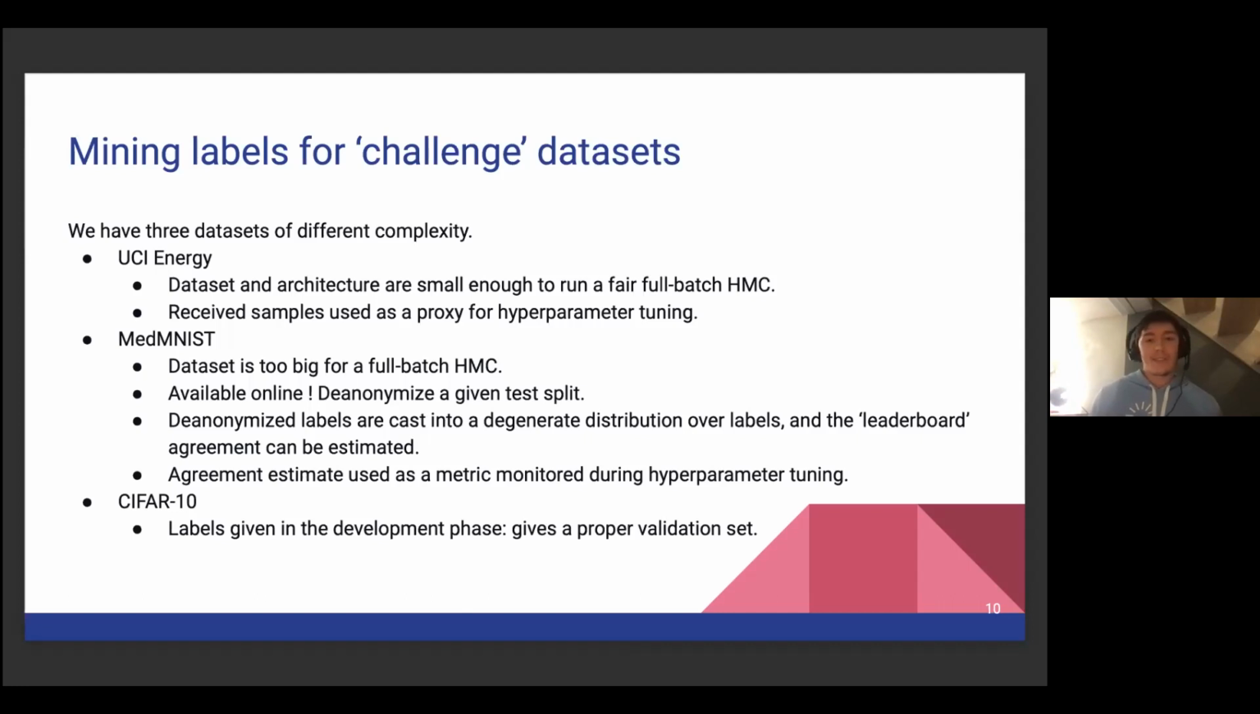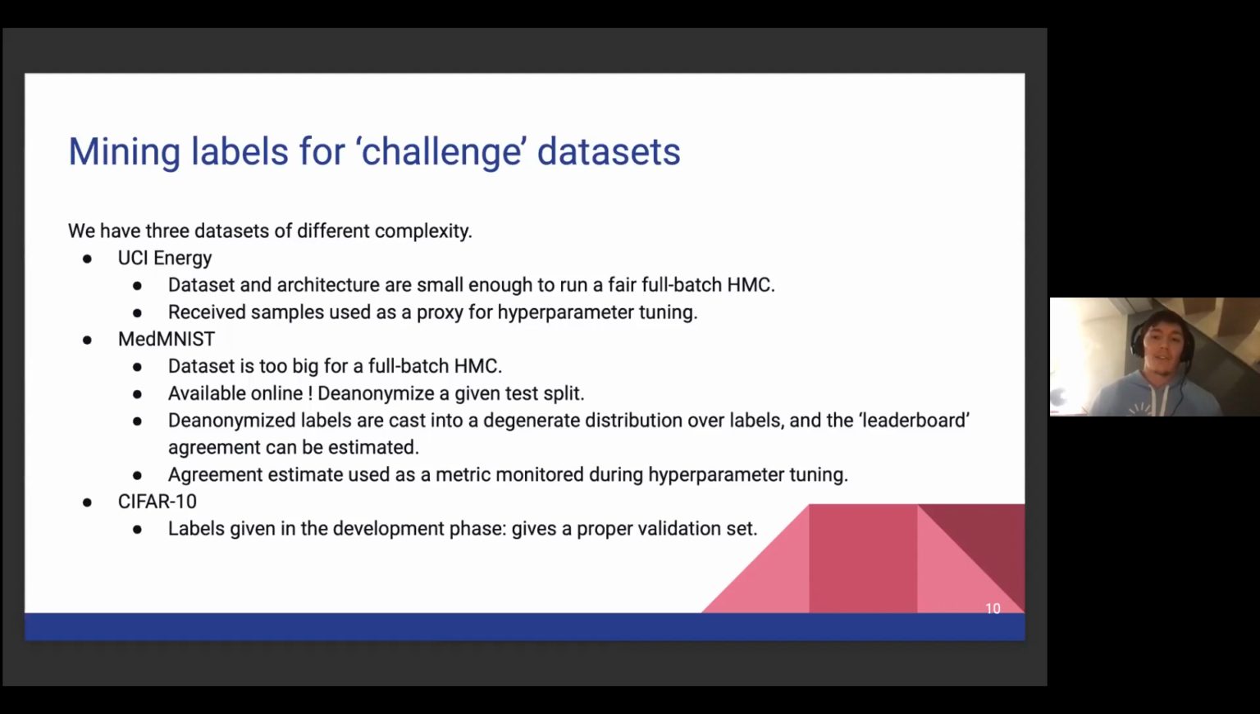For MedMNIST, it is more complicated because the data set is big and it's impossible given our resources to run the full batch HMC, but it's available online. We de-anonymized labels for the test split, and that's actually all we can do. We simply cast these labels into a degenerate distribution of the labels, and thus we can achieve the proxy to, not even a proxy, but the accuracy of HMC samples from the leaderboard.